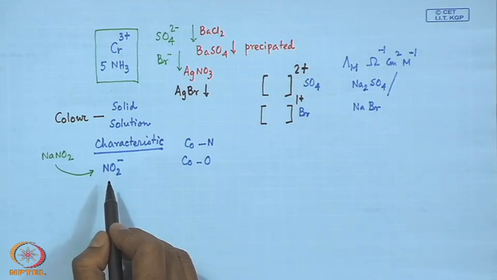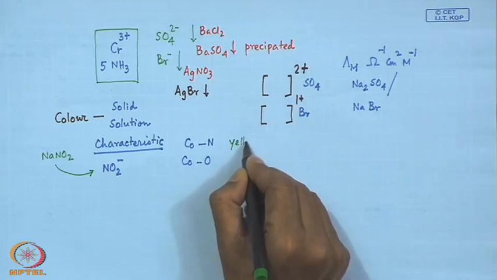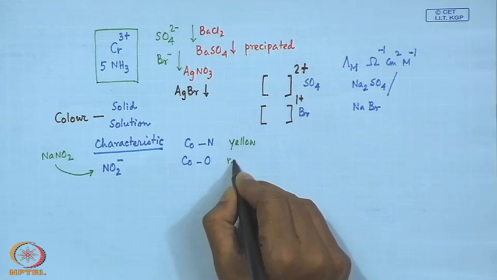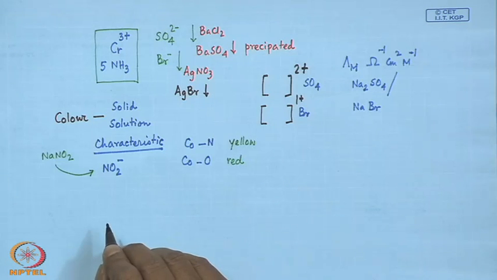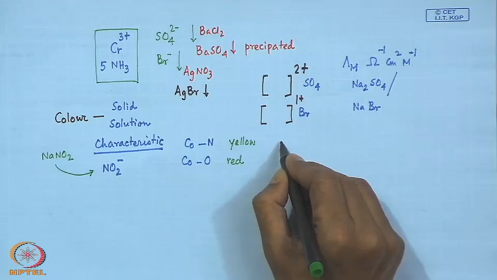So, when it is binding through the nitrogen atom, it has a color of yellow. When it is binding through oxygen, it can have a color of red. So, these compounds are mostly also soluble in water.